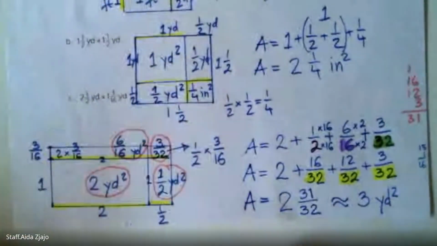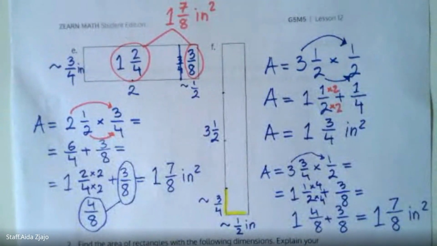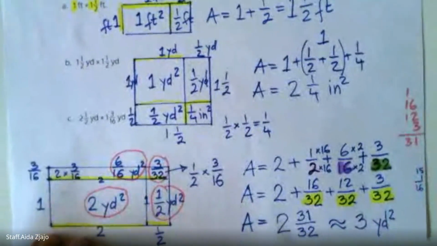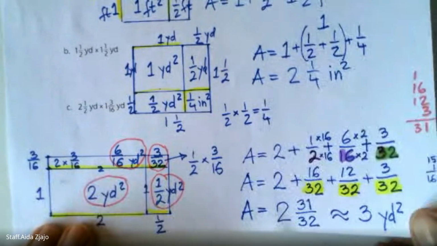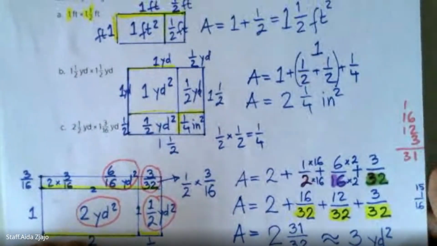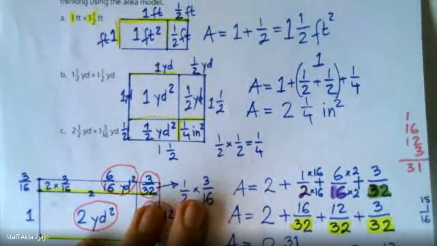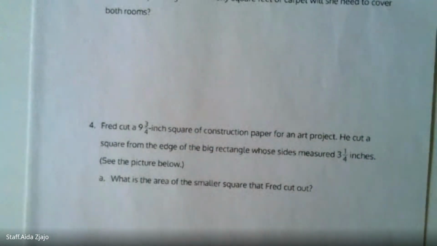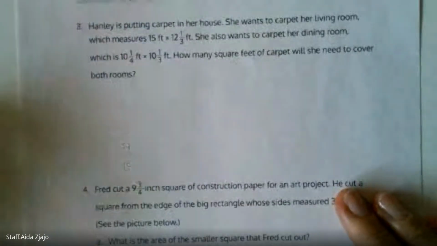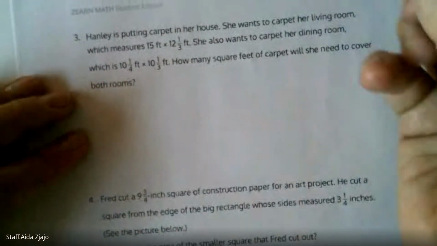Okay, so we did this part, and then there is also 3 and 4. Okay, this is a really long one. I'll try to be quick this time. 3 and 4. Okay.